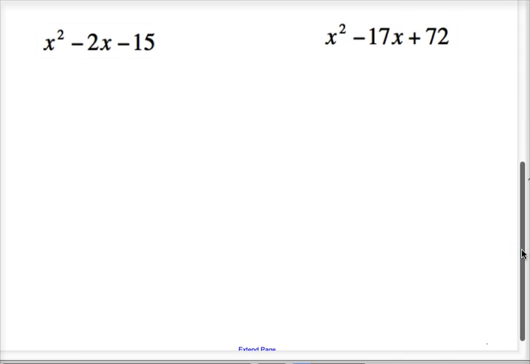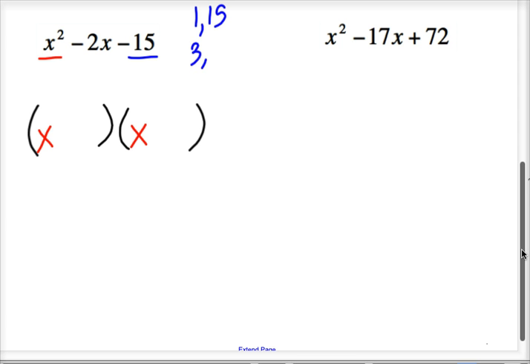All right, let's look at our next two examples. Again, the beginning of every problem, I'm just going to set up my structure so I know what I'm looking for. To get x squared, we're talking about x and x. To get 15, we're talking about 1 and 15, 3 and 5. Now, this is another case. Keep in mind, we're looking for negative 15. So whatever we choose, we know one of the numbers in that pair is going to be negative. So I'm going to focus in on the 3 and the 5.